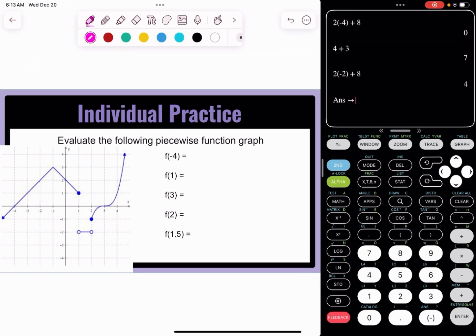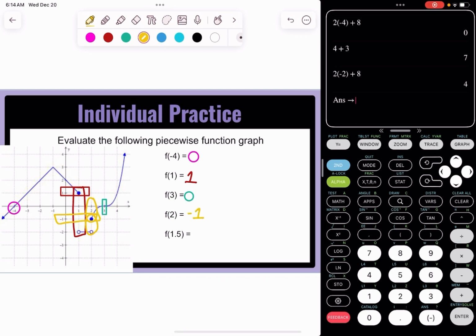X is -4, which would be right here, and that is 0. X is 1. 1 means go to the right 1. We have these 2 points, but I only count my shaded in circle, which is up 1. All right, at 3. 3 is right here. Go to the right 3, and our point's already there, so that's 0. All right, x equals 2 would be right here. There's 2 points here, but I only care about my closed circle, which is down 1.